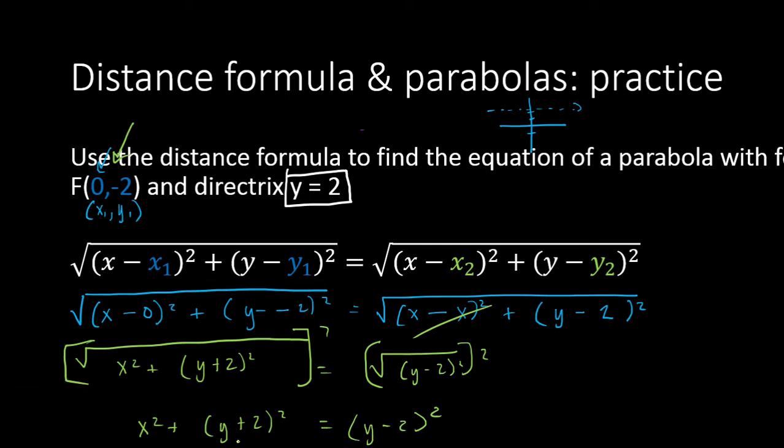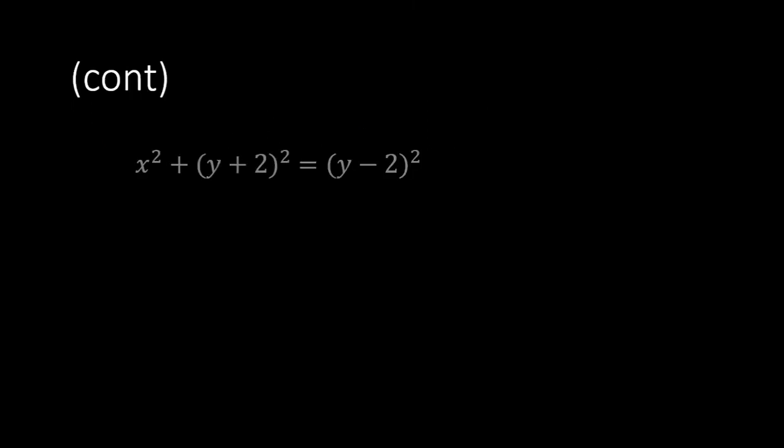So I need to expand this. X can't even be expanded anyway, but if it could, I'd leave it alone. Let's move on to the next page here. So this is where we just left off. I'm going to expand this, leave x squared alone. This becomes y squared plus 4y plus 4 equals y squared minus 4y plus 4.